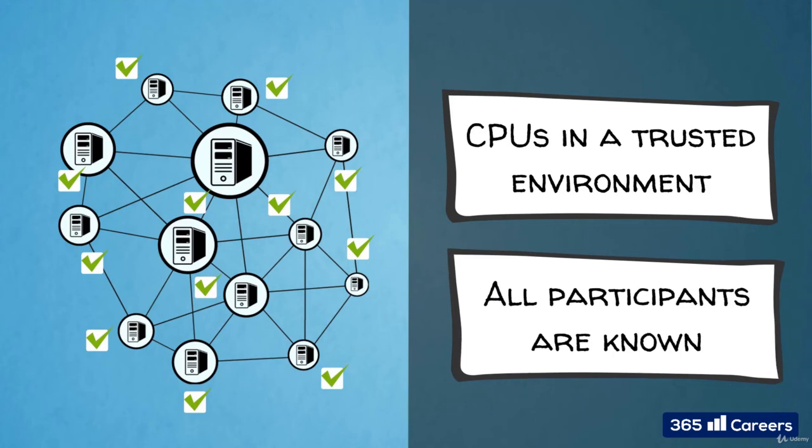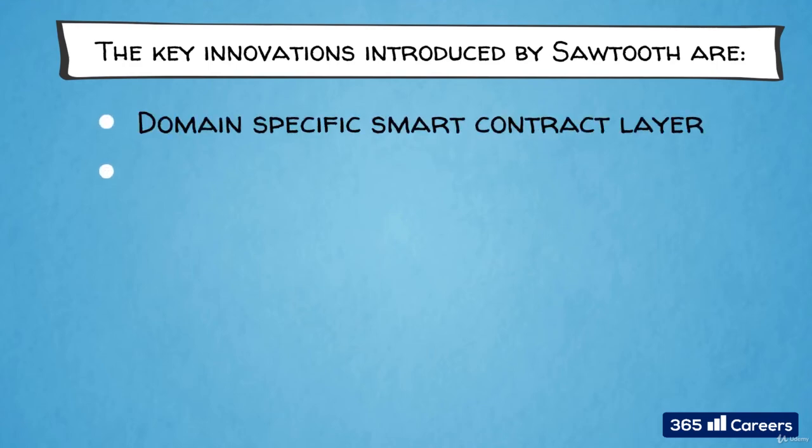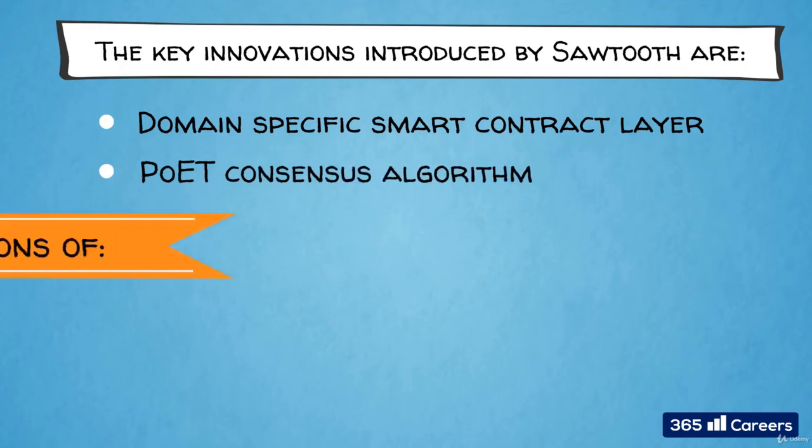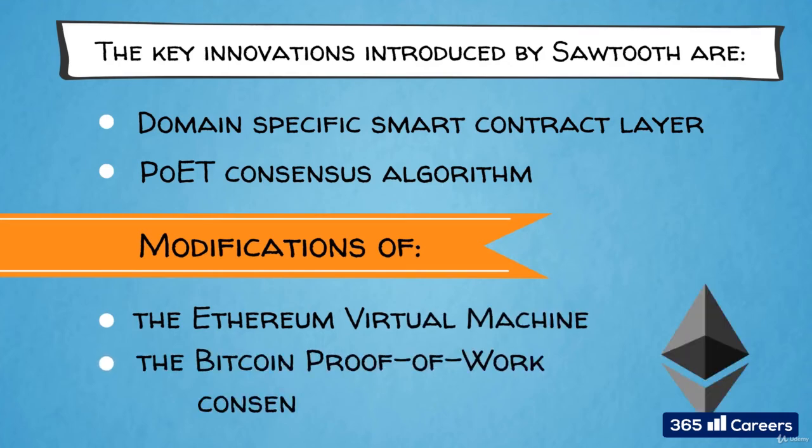So, basically, POET emulates the proof-of-work mining process in Bitcoin with CPUs in a trusted environment, which minimizes system resource requirements. This is possible in Sawtooth because all network participants are known and trusted by default. By contrast, participants in open public blockchains such as Bitcoin and Ethereum don't know each other and don't have to trust each other. In summary, the key innovations introduced by Sawtooth are the domain-specific smart contract layer and the POET consensus algorithm. They are essentially modifications of the Ethereum virtual machine and the Bitcoin proof-of-work consensus protocol.